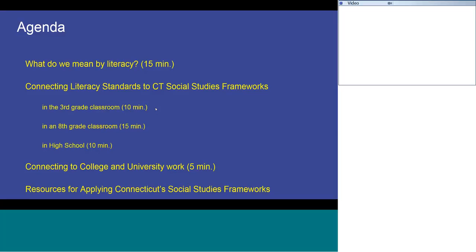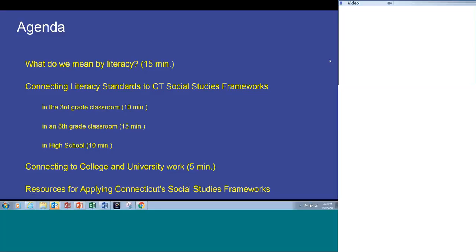Our agenda is to start out with just looking at what we define as literacy. What do we mean when we say literacy? Then we have three specific examples connecting literacy standards to our social studies frameworks: one in the third grade classroom, another in the 8th grade classroom, and finally in a high school setting. We had originally put here that we're connecting to college and university work. And then we will have some resources for applying Connecticut social studies frameworks.